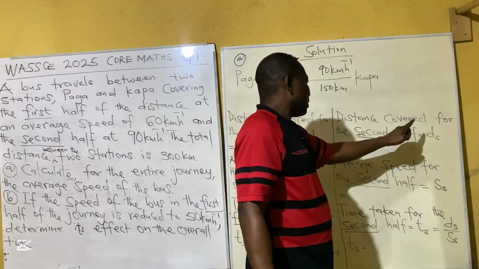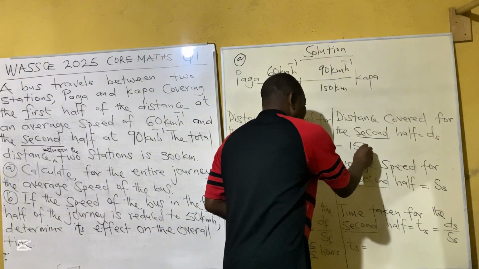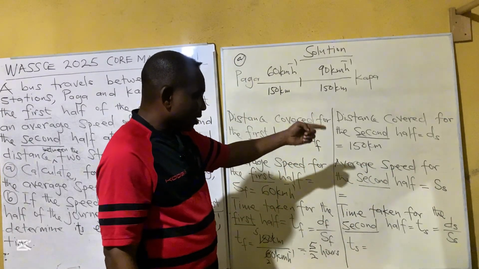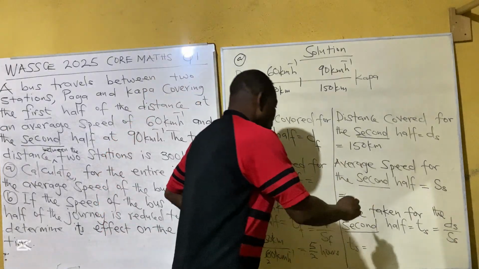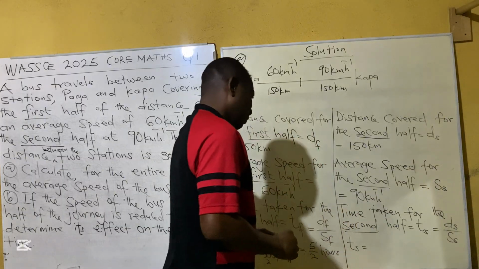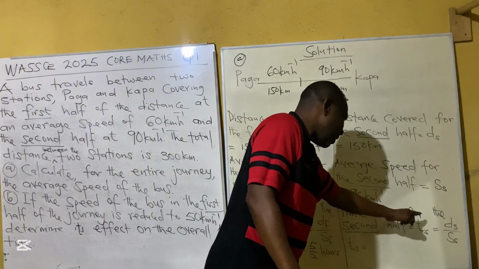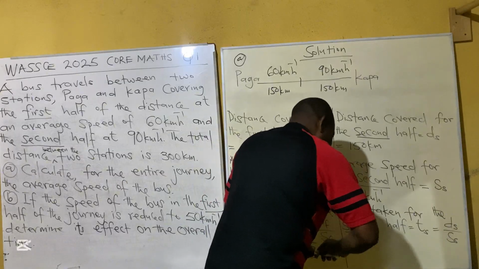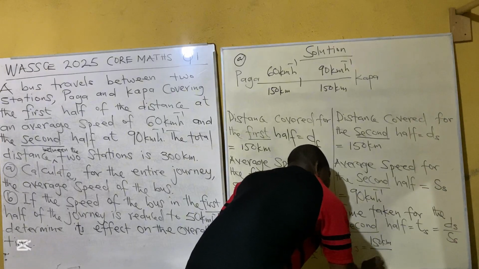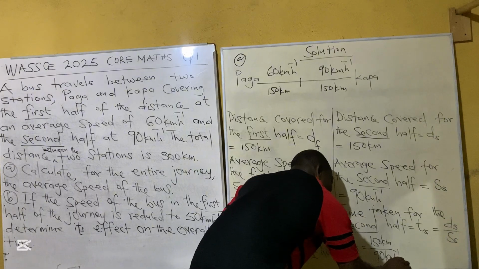The distance covered for the second half is equal to DS, is equal to also 150 kilometers. The average speed for the second half is equal to SS, is equal to 90 kilometers per hour. Time taken for the second half is equal to TS, is equal to distance over speed. So the distance in this case is also 150 kilometers over the average speed of 90 kilometers per hour.